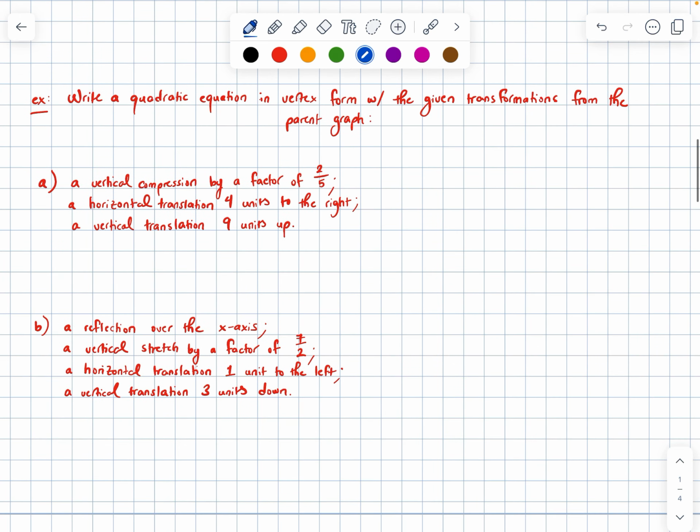Cool. Moving on, though, we can also take this information and work backwards. Maybe I give you the transformations and you use that to reverse engineer the equations. So for my first one here, I've got a vertical compression by a factor of 2/5. So if I'm moving backwards, right, here's my value of a connected by multiplication. So there's my 2/5. And then I've got, in parentheses, my horizontal translation 4 to the right. Again, it does the opposite of what I expect. So if I want to go to the right, I actually need a -4 inside my parentheses. Last but not least, close out my square. My vertical translation sits right outside. If I want to go 8 units up, I should add 9.